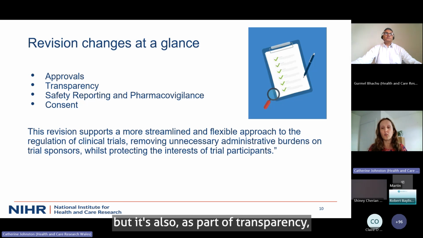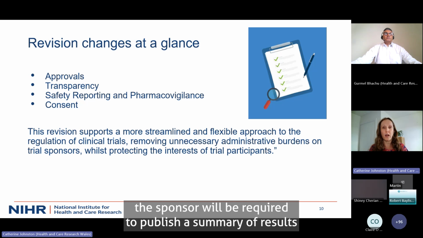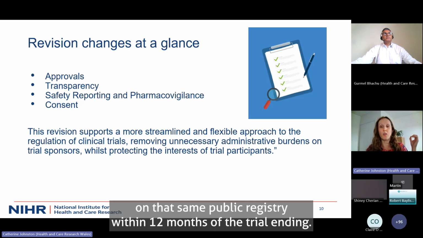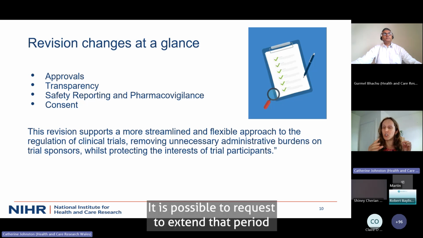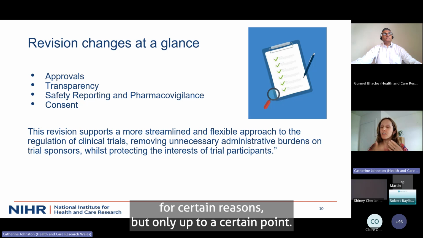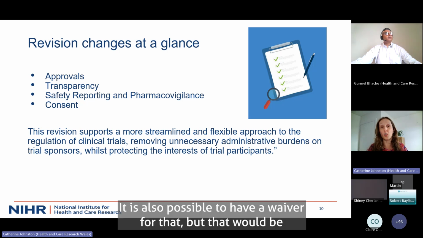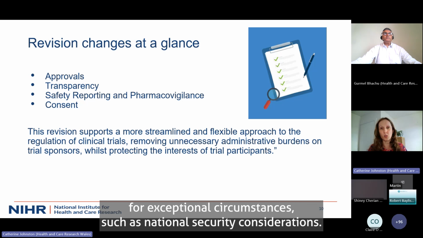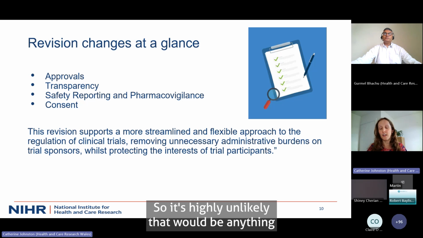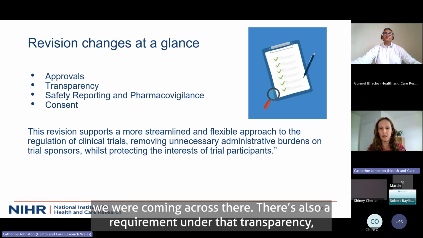But as part of transparency, the sponsor will also be required to publish a summary of results on that same public registry within 12 months of the trial ending. It is possible to request to extend that period for certain reasons, but only up to a certain point. It is also possible to have a waiver, but that would be for exceptional circumstances, such as national security considerations. So it's highly unlikely that would be anything we were coming across there.